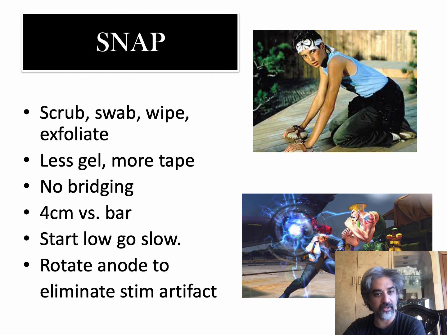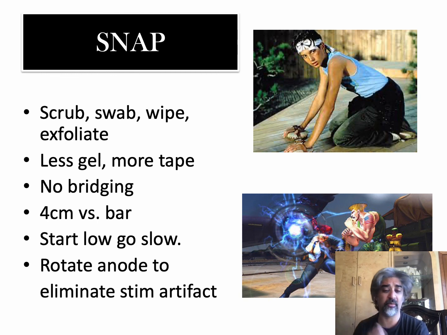For SNAPs, I think it's really important to scrub, like I said before. And one of my attendings had said, less gel, more tape, which means if you put too much gel on, you're probably going to get bridging. And the tape is really important to keeping it secure and keep it from moving. Now, in the upper limbs, you want to separate the electrodes by at least 4 centimeters. If you do less than that, then you're going to get cancellation of your amplitude. And also, don't crank up the stimulus right away. Start low, go slow, and you can watch how it's behaving.